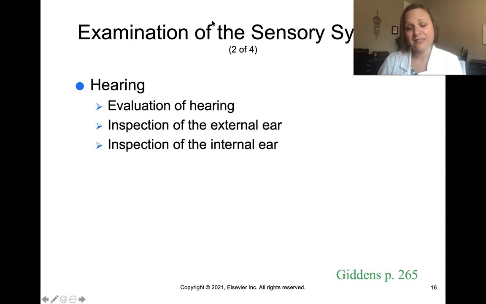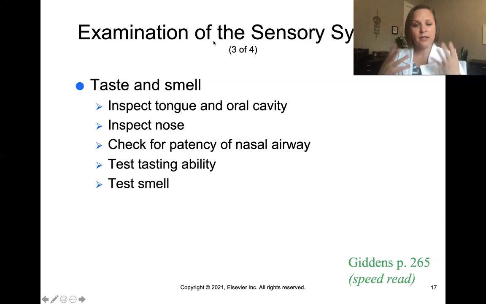And ER nurses get real good at being able to clean wax out of a patient's ear and irrigate that and soften it. And yeah, it's just part of life sometimes. But thankfully, it sometimes is as easy as just clearing out something that's physically obstructing the patient from being able to hear well.